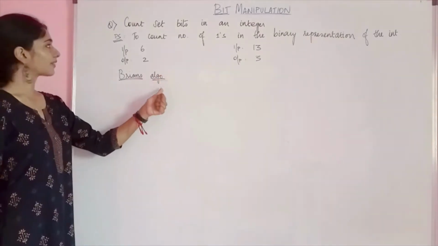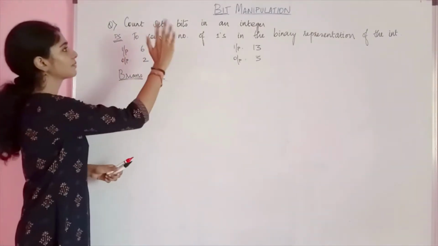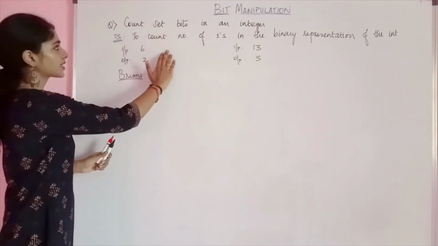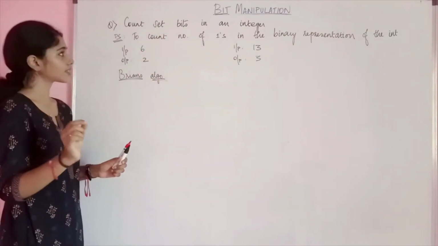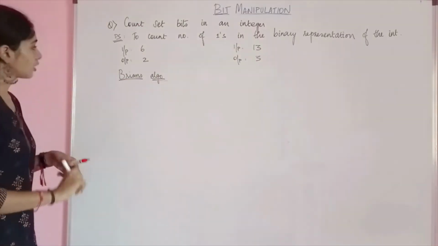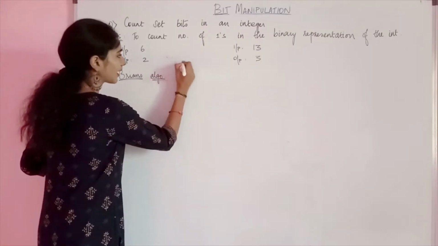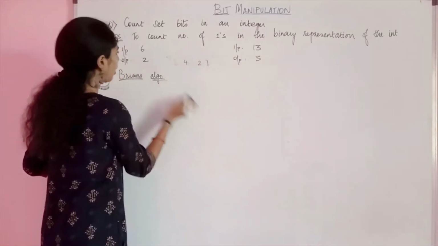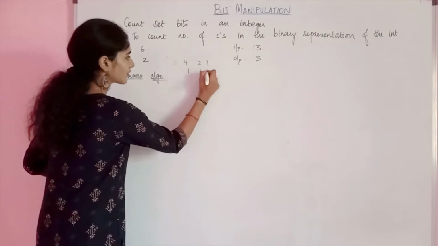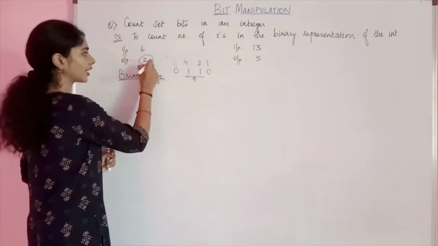Let's consider method 2 of solving the same question. The question is to count set bits in an integer. The problem statement is to count the number of ones in the binary representation of the integer. Suppose that you have 6. How can you represent 6? It is going to be 8, 4, 2 and 1. So 6 is 4 plus 2. You have 2 ones here, so the output is 2.